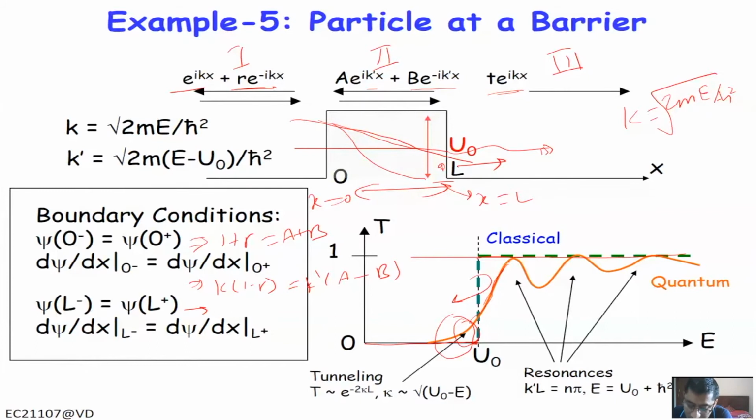But these are the resonance points, k equal to n pi. So this kL will be pi, this kL will be 2 pi, this kL will be 3 pi.